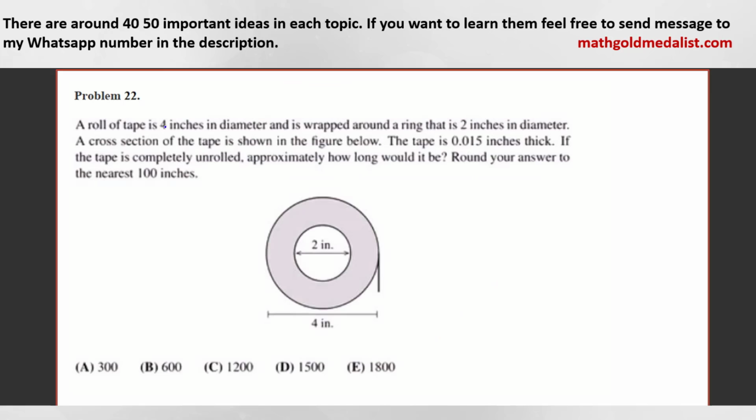Problem 22. A roll of tape is 4 inches in diameter and is wrapped around a ring that is 2 inches in diameter. A cross section of the tape is shown in the figure below. The tape is 0.015 inches thick. If the tape is completely unrolled, approximately how long would it be? Round your answer to the nearest 100 inches.